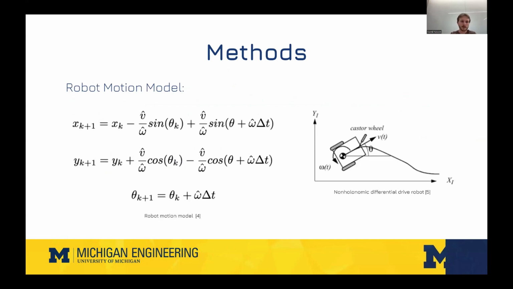So the robot motion model, our state is in SE2. So we have an X position, Y position, and theta. And this gets updated through our two inputs, which is our linear velocity V and rotational velocity omega. And then over time, this will get updated and our covariance will grow as well. And you can see in the image on the right, our robot is a non-holonomic differential drive robot, and it can move forward or turn.